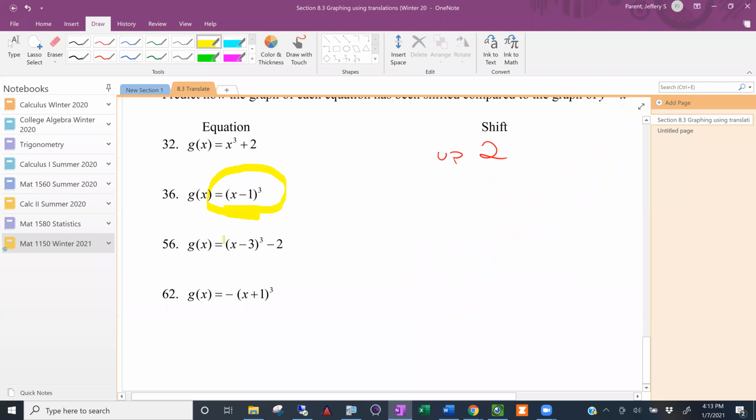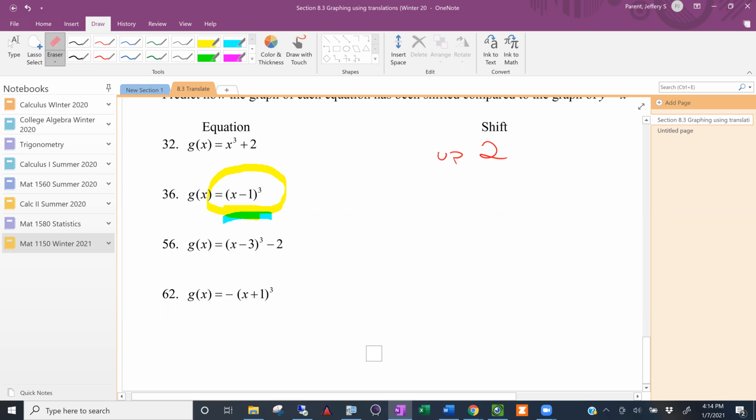Let's put a couple together. With this one, give you a good test. Now, do you need to be able to imagine exactly how this thing looks? No. What I'd like you to be able to do is just look at that and figure out, well, how has that been shifted? Now, inside the parentheses causes a horizontal shift. So we'll look at that. And then outside the parentheses causes a vertical shift. So we'll take care of both of those.